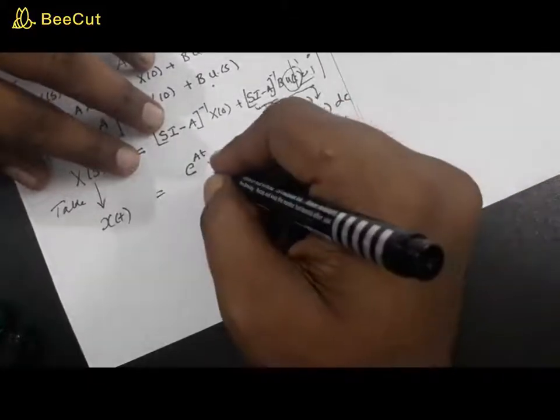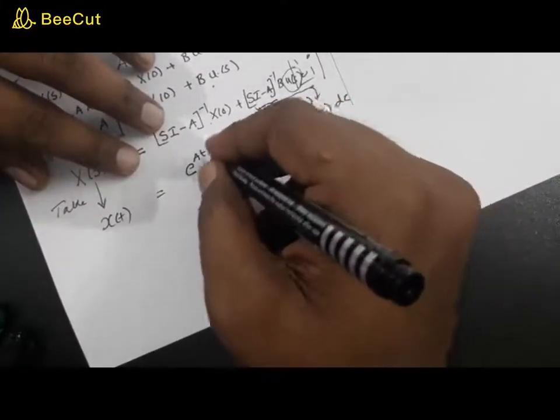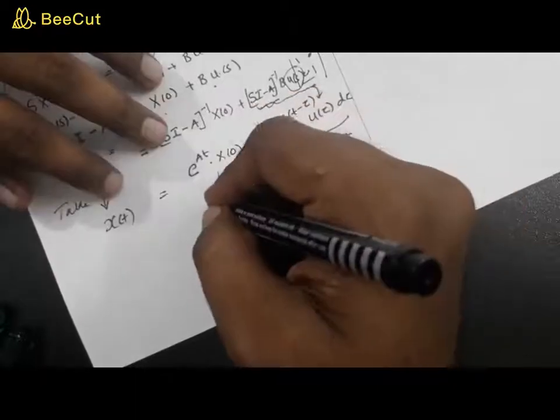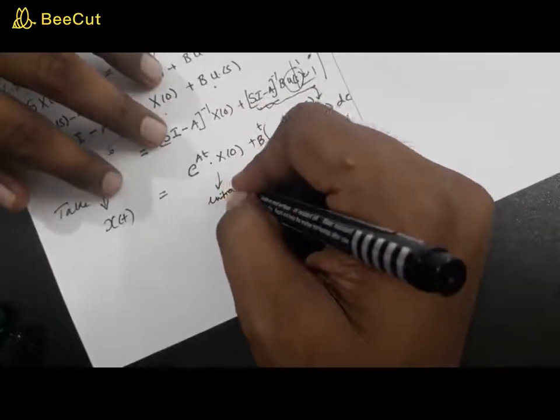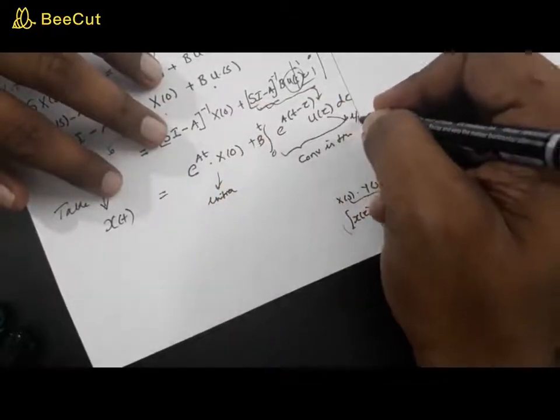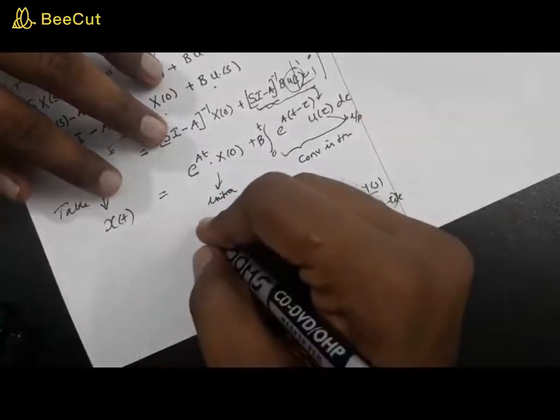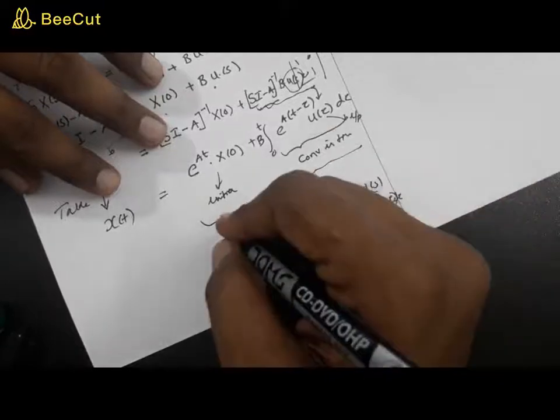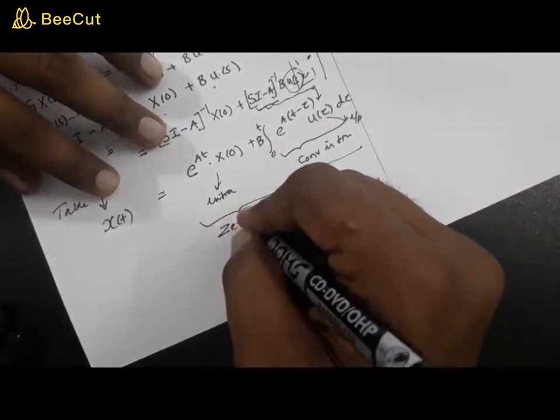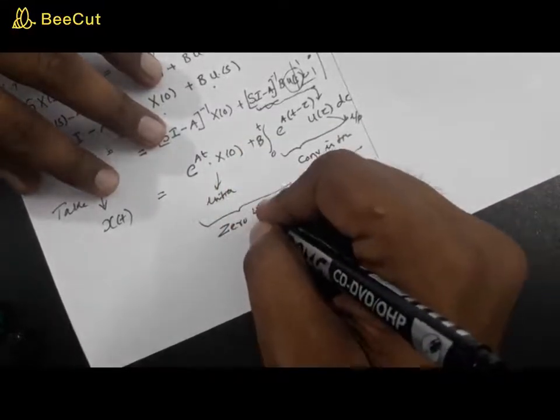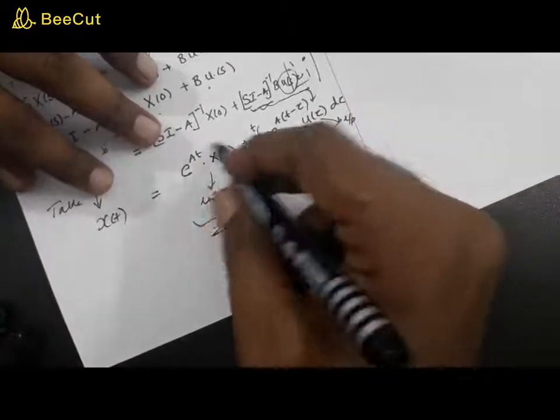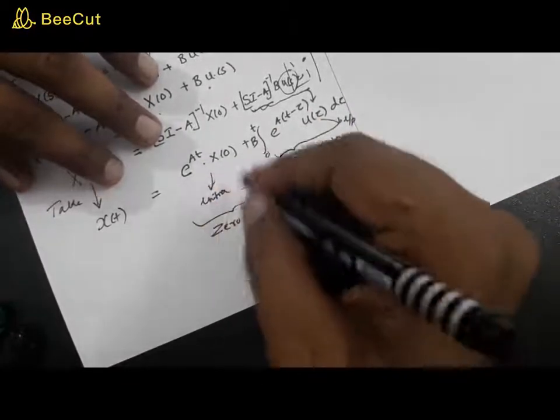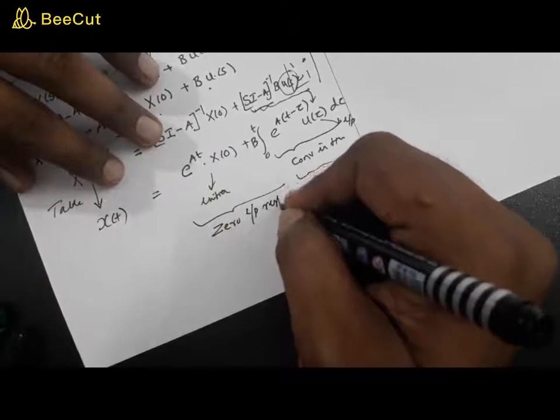So this is x of 0. What is this x of 0? x of 0 always represents the initial state, while this part consists of the input. So you can divide this response into two. Here the input is 0, there is no u term here, that means the input is 0, so this is the zero input response.